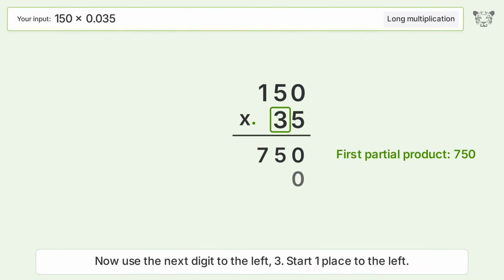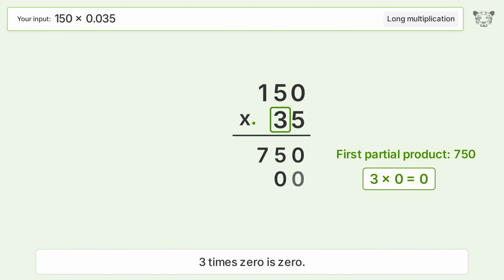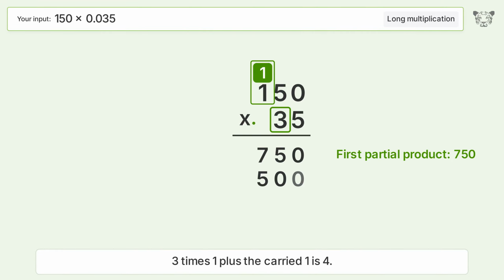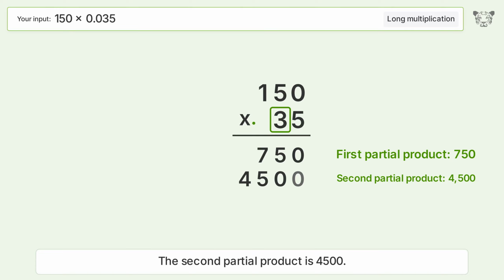Now use the next digit to the left, 3. Start one place to the left. 3 times 0 is 0. 3 times 5 is 15. Put 5 in this column and carry 1. 3 times 1 plus the carried 1 is 4. The second partial product is 4,500.